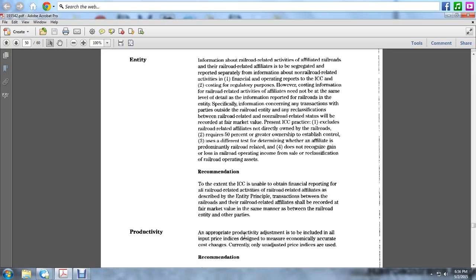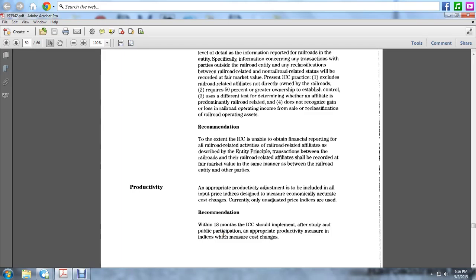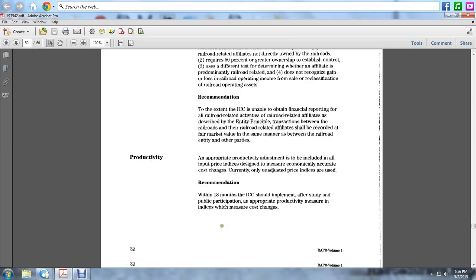The railroad-related activities described in the ETNI: principal transactions between the railroad and the railroad-related activities shall be recorded at fair market value, in the same manner as between the railroad ETNI and other parties. An appropriate productivity adjustment is to be included in the input price indices designed to measure economically accurate cost changes. Currently, only unadjusted price indices are used. Recommendation: within 18 months, the Interstate Commerce Commission should implement, after study and public participation, appropriate productivity measures and indices of the measure of the cost changes.